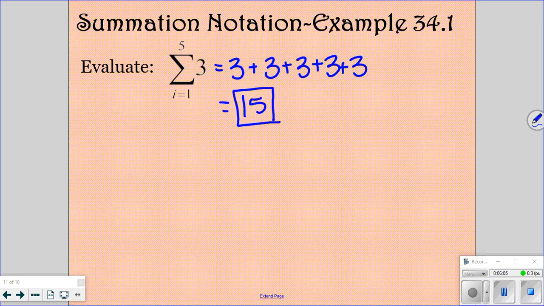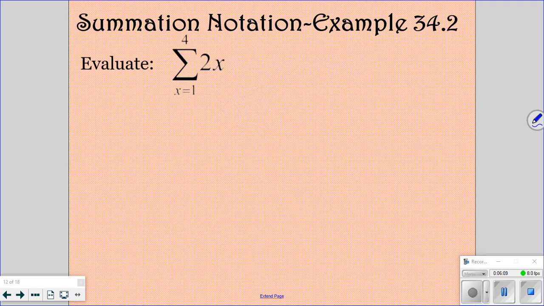So that's how you would do that one if there's no variable. Let's look at another one. This one says 2x. So we're going to start off by plugging in 1. They don't always start with 1. These ones just happen to have started with 1.